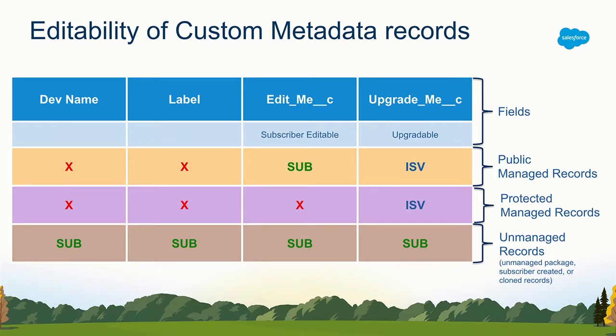The last row here represents an unmanaged record. So this would have been either deployed with an unmanaged package, created fresh by an admin, new, or cloned from one of your managed records. And this record, you have no control over. But your app can use it, right? So your apps can still leverage the configuration information that the admins have created on their own. But you don't know that record exists, and you cannot touch the values on it as an ISV.